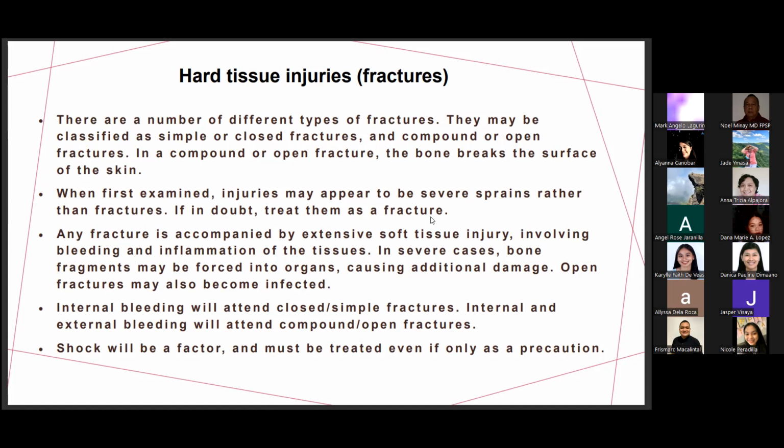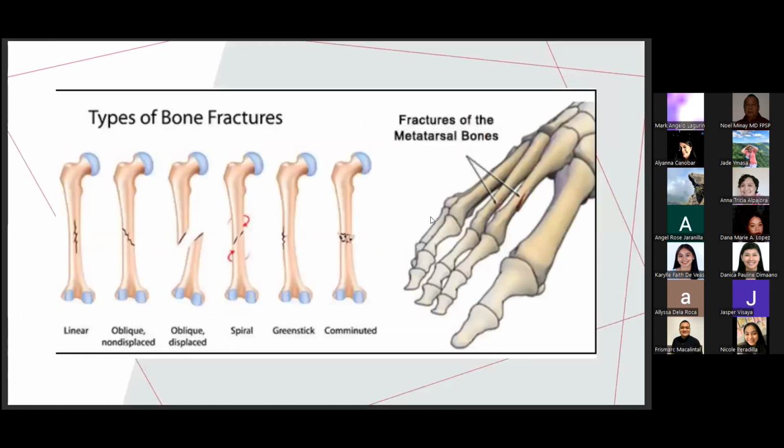Any fracture is accompanied by extensive soft tissue injury involving bleeding and inflammation of the tissues. In severe cases, bone fragments may be forced into organs, causing additional damage. Open fracture may become infected. Internal bleeding will attend closed fracture. Internal and external bleeding will attend compound or open fracture. Shock will be a factor and must be treated even if only as a precaution. This is a type of bone fracture.